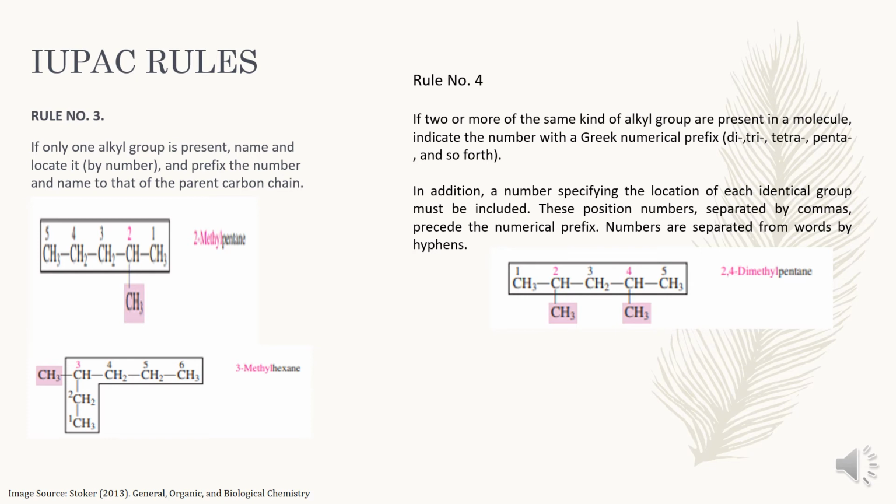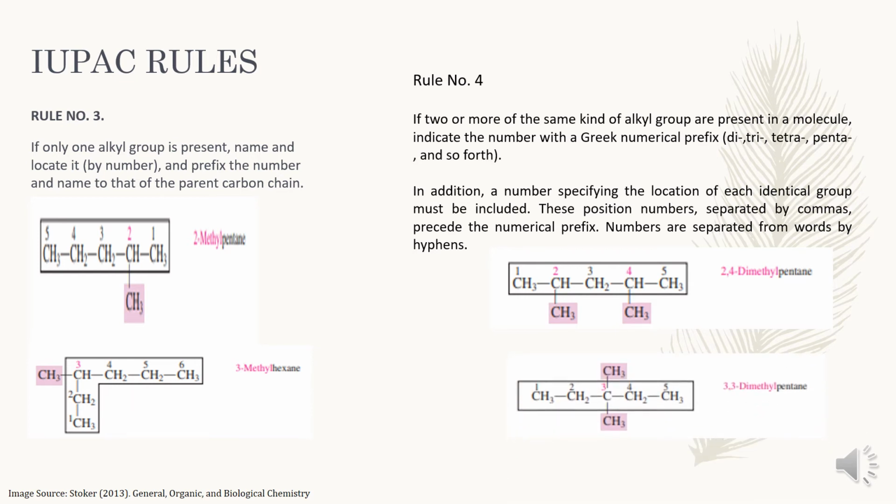Even if the same number is written twice, as in 3,3-dimethylpentane. For example, in this one, in carbon number 3 there are two of the same substituent, the methyl group, so you can mention the number twice, meaning 3,3. Since you have two methyl substituents, it is dimethyl, and since you have 5 carbons as the parent chain, the parent chain would be pentane. So your name now would be 3,3-dimethylpentane.